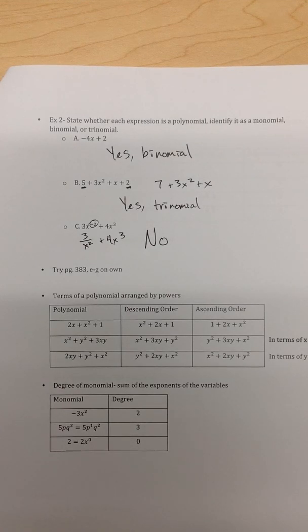So for E, they got yes, and they got binomial, so 2. F, they got no, because it's a power of a negative there. And then for G, they got yes, and they got trinomial because there's 3 different terms.